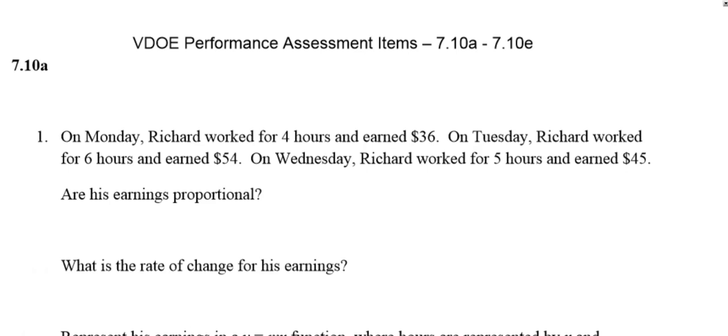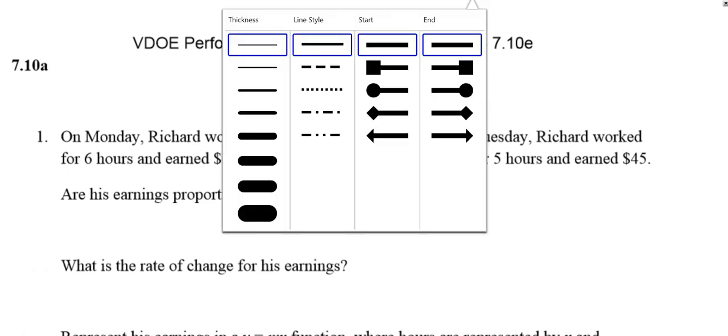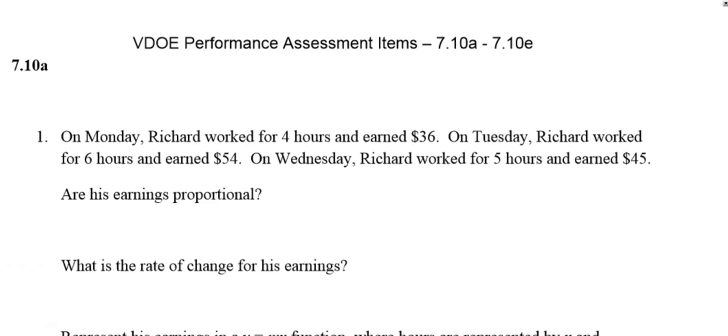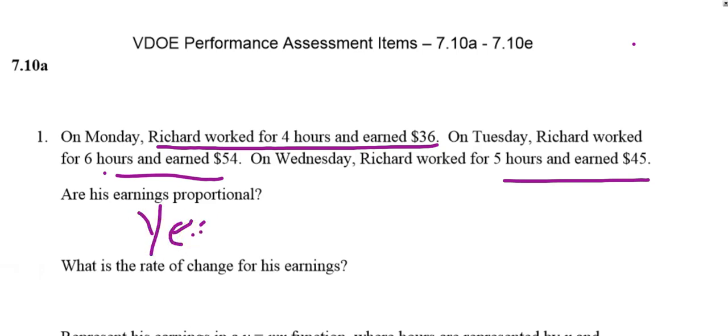So the first question that we went over in class, but I'm going to talk to you about again, is about Richard. On Monday, Richard worked for 4 hours and earned $36. On Tuesday, he worked for 6 hours and earned $54. On Wednesday, 5 and 45. So today in class, we discussed this, and we found that his earnings, yes, were proportional. And the reason we know is because we're multiplying.